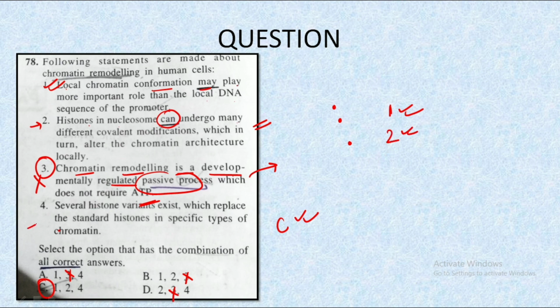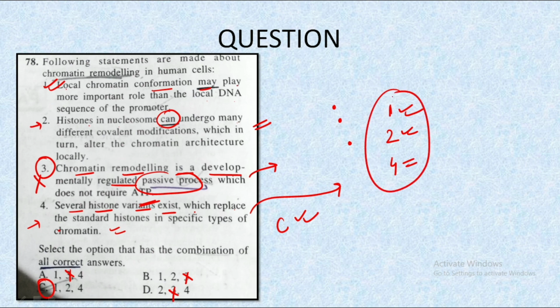Talking about the fourth option, several histone variants exist which replace the standard histone in a specific type of chromatin. This is also a correct statement, so you could add it to your notes. So option 4 is also correct, and the combination of 1, 2 and 4 is found in option C. Hence C is the correct answer for this particular question. I hope this question is clear to you.